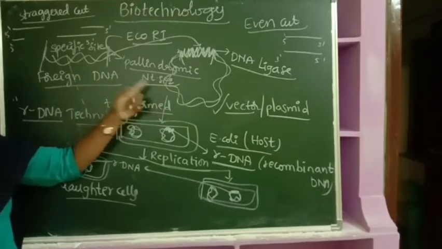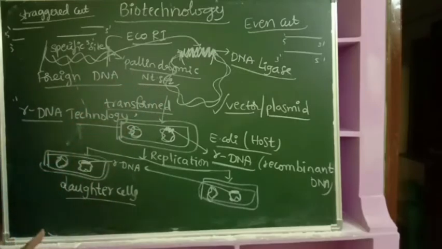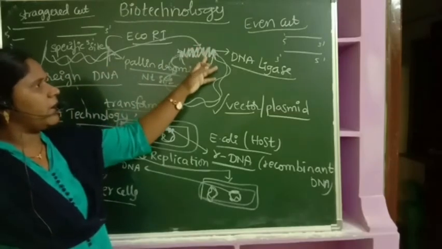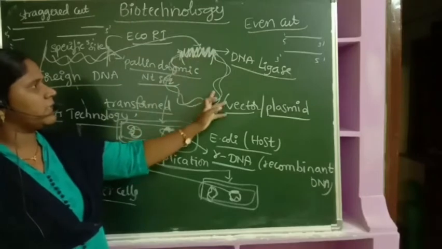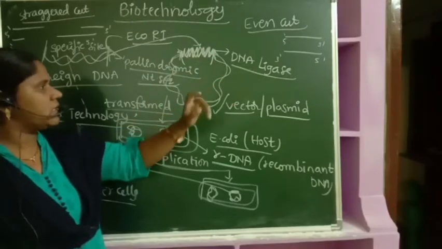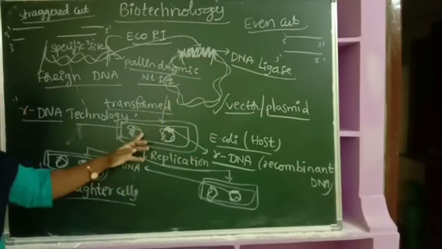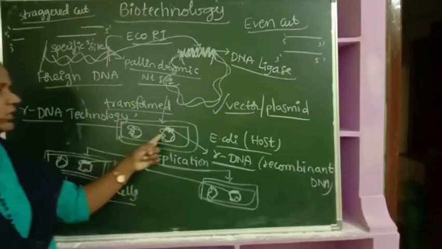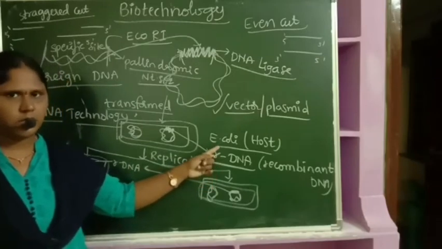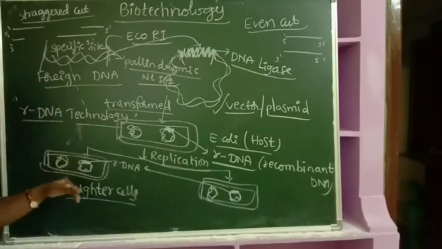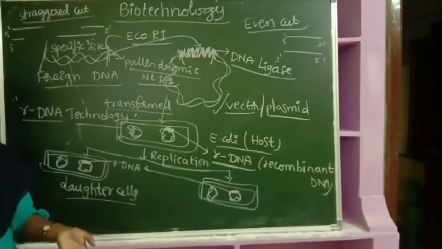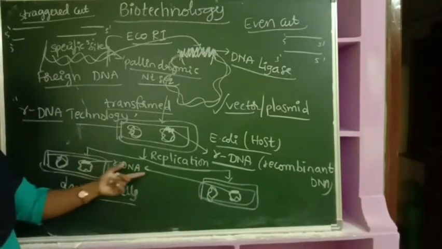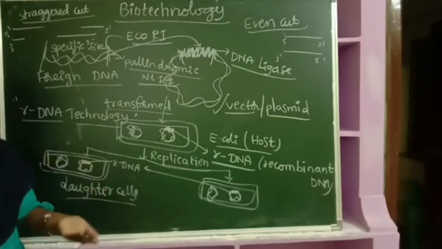This is also called the palindromic nucleotide sequence. I told you, foreign DNA, alien DNA got incorporated, adding or combining of foreign DNA with the plasmid is done by DNA ligase. Now it's called a vector. It will get transformed into the host organism. After getting transformed into the host organism, it is called recombinant DNA. Here the host is E. coli. It will undergo replication or duplication or binary fission, multiplication, and produce daughter cells. Each daughter cell has recombinant DNA that expresses new genetic characters.